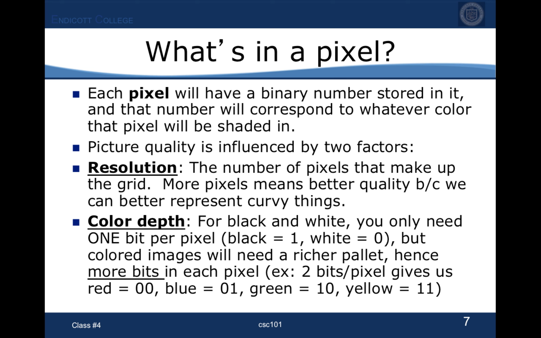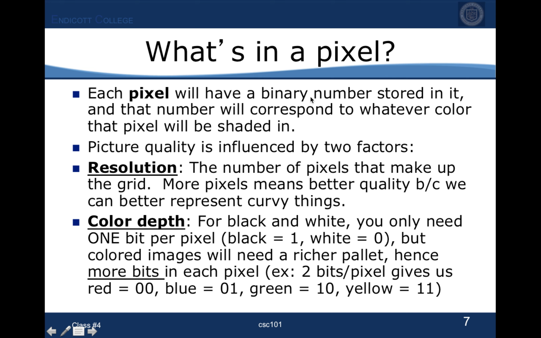So what's actually in each pixel? What's actually stored there, and what are the elements that go into image quality? This slide is an overview for what we'll do in this video. To answer the easy question, what's stored in each pixel is a binary number. We'll talk about how big of a binary number it is, meaning how many bits. Binary is always just 0 or 1, but each pixel could have maybe 5 bits or 10 bits.